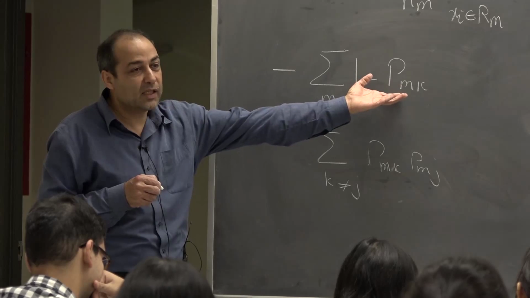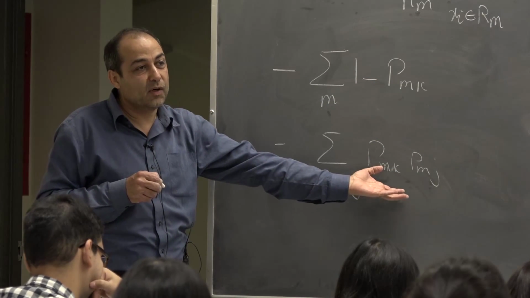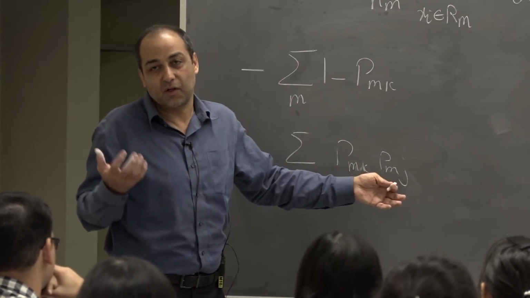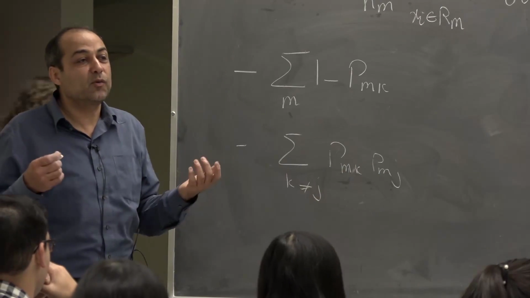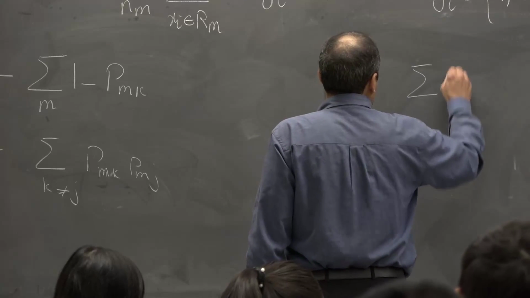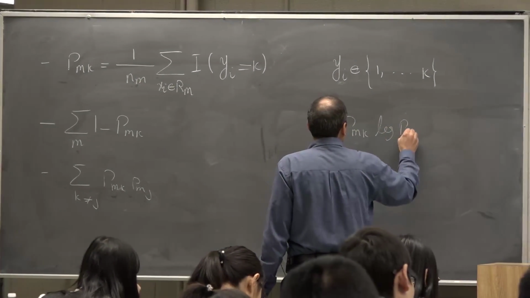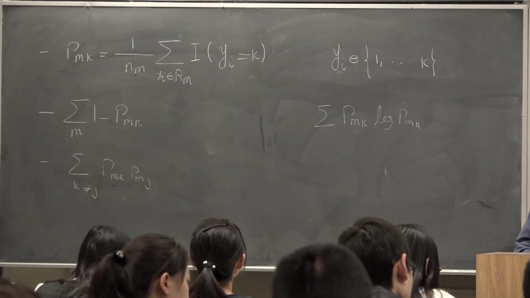Misclassification is one type of cost. This is another type of cost: if they're mixed, it's going to be large, and if they're pure, it's going to be small. And cross entropy is also another measure, which is basically the sum of PMK times log PMK.